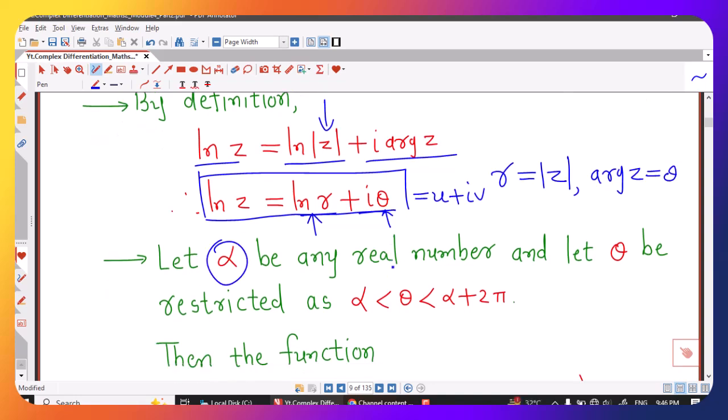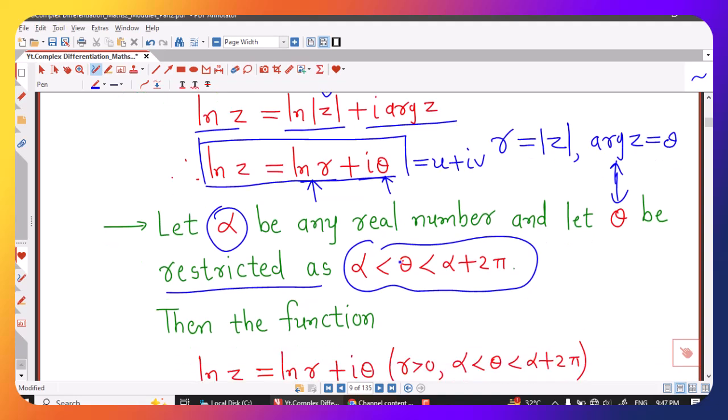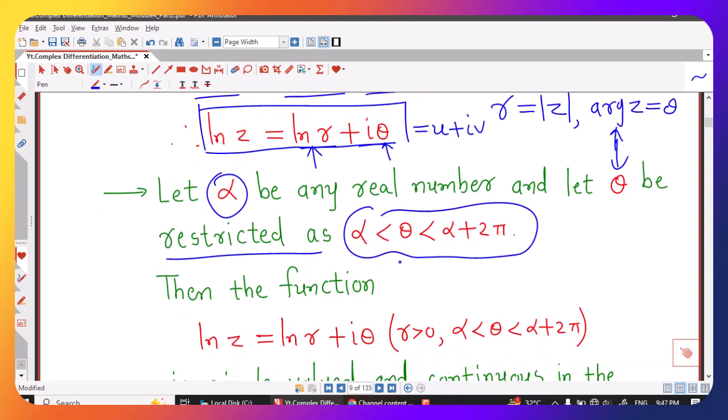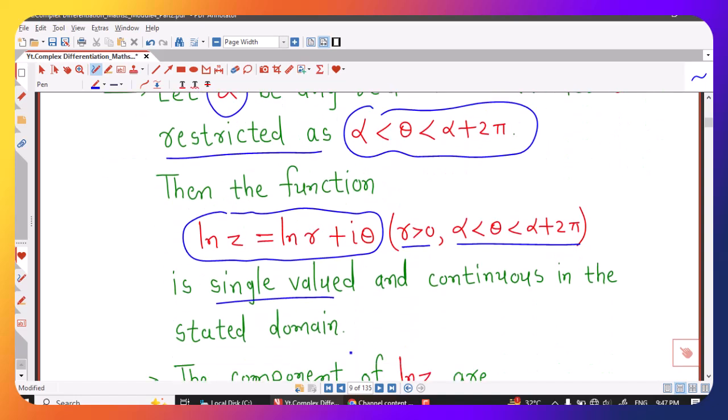Let alpha be any real number and let theta be restricted as alpha less than theta less than alpha plus 2 pi. That is, we are restricting the argument of z in such a way that it lies between alpha and alpha plus 2 pi. And if we consider this domain, where r is positive and theta lies between alpha and alpha plus 2 pi, then in this domain this function logarithm of z is single valued and continuous.